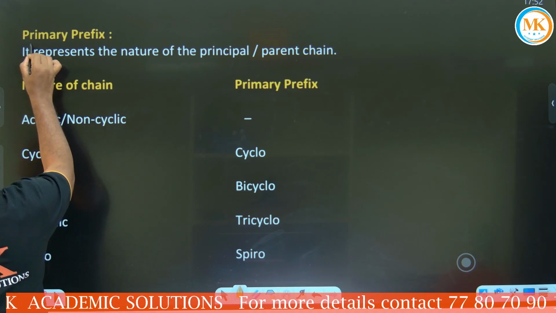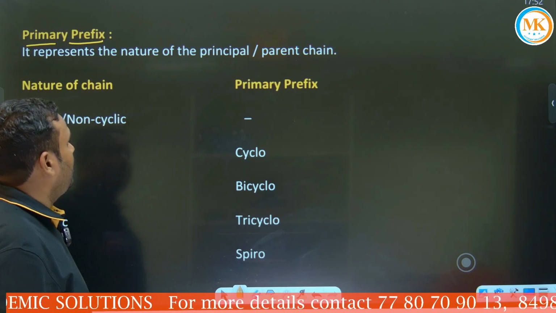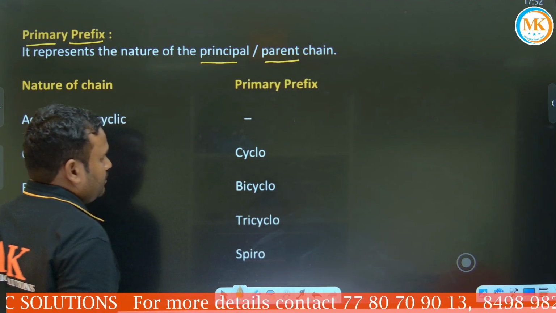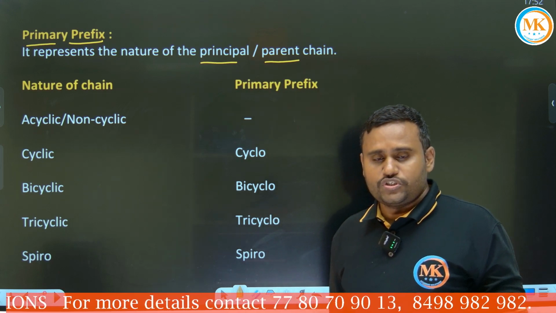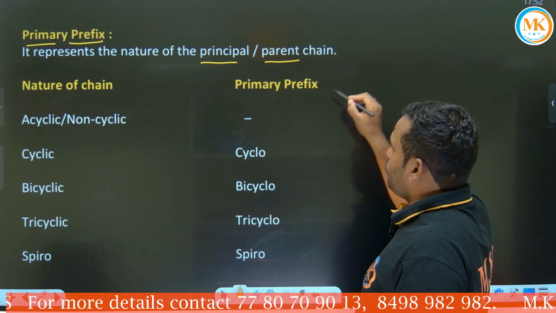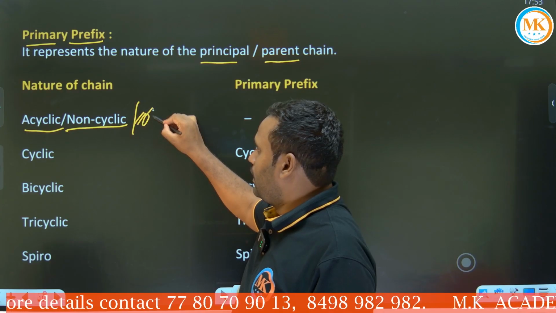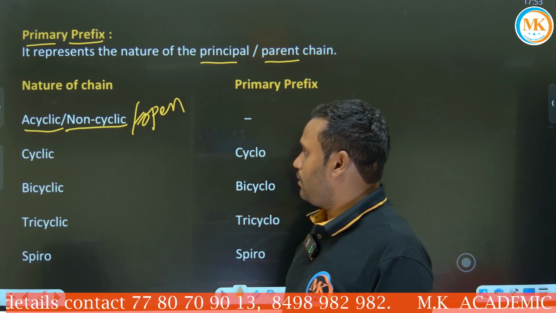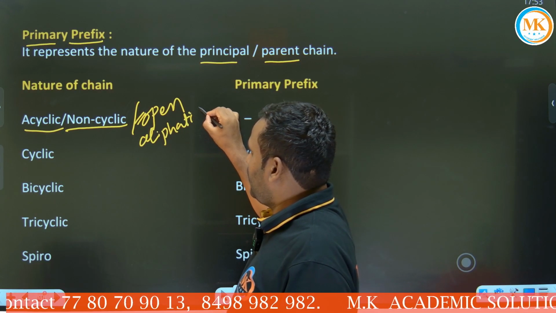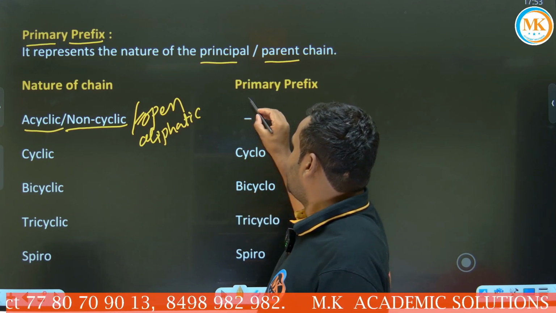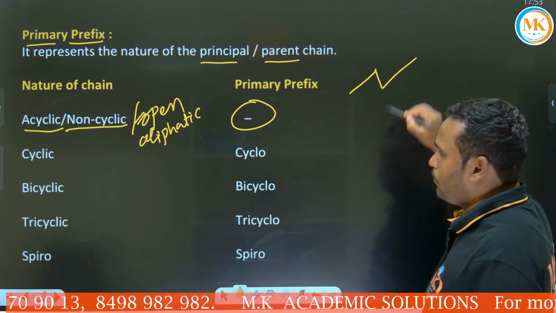Next, primary prefix. Primary prefix represents the nature of the principal or parent carbon chain, meaning whether the given organic compound is an open chain compound or a closed chain compound. If it is an open chain compound, acyclic or non-cyclic, it is also called aliphatic compounds.